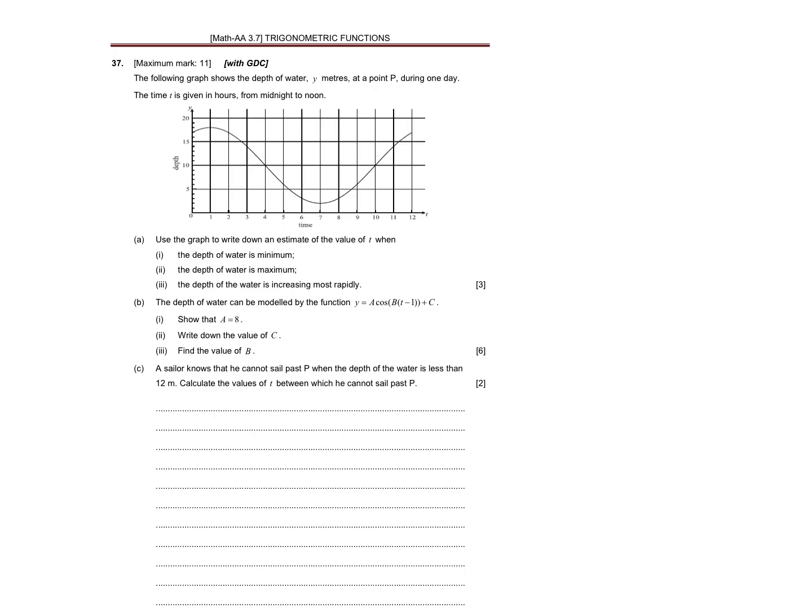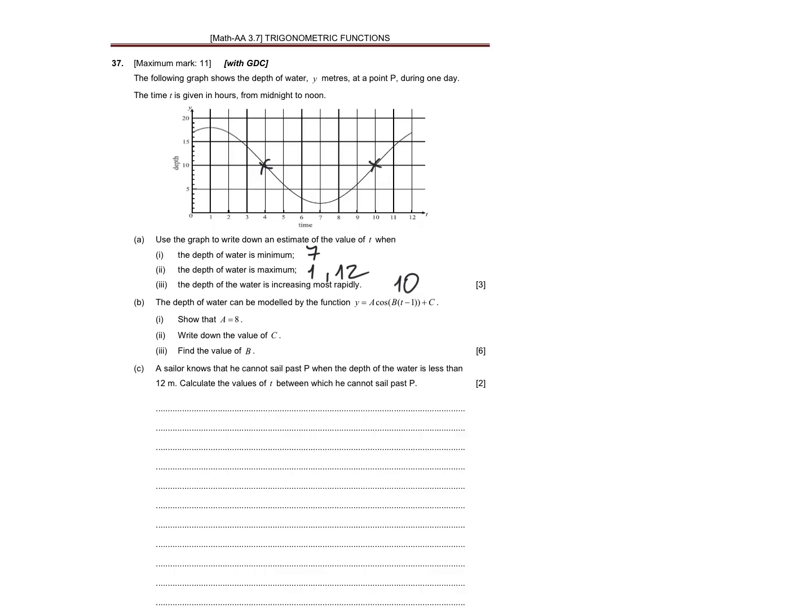Use the graph to write down an estimate of the value of t when the depth of the water is a min 7, max 1, and 12. When the depth of the water is increasing most rapidly. So I think it's happening like here, like these inflection points, which we'll get into later. So it's increasing, that would be at 10, because at 4 it's decreasing.